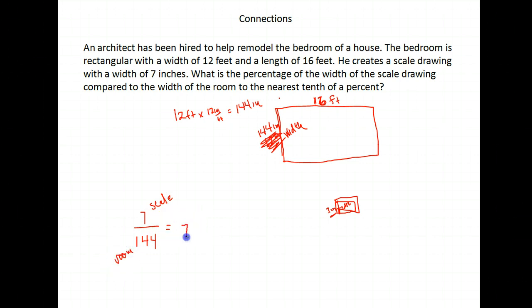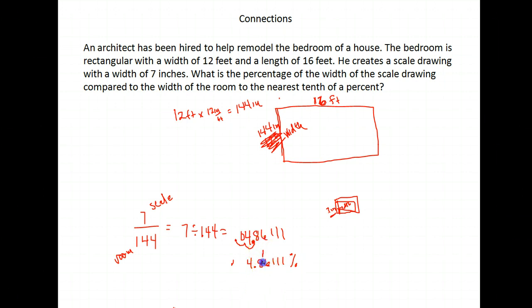We go ahead and divide that. So again, you take the top divided by the bottom. 7 divided by 144 gives me 0.048611. They wanted that to the nearest tenth of a percent. So now we need to change our decimal to a percent. We do that by moving the decimal 2 places to the right, and that gives me 4.86111%. But again, they wanted that to the nearest tenth of a percent.